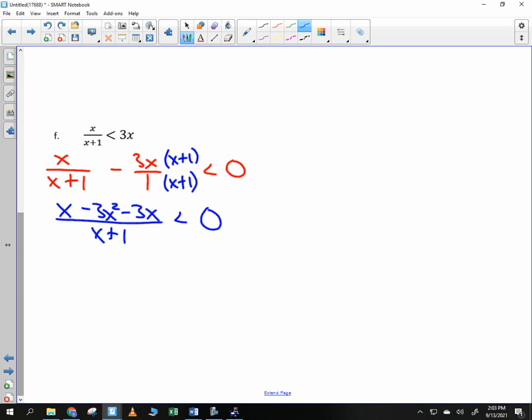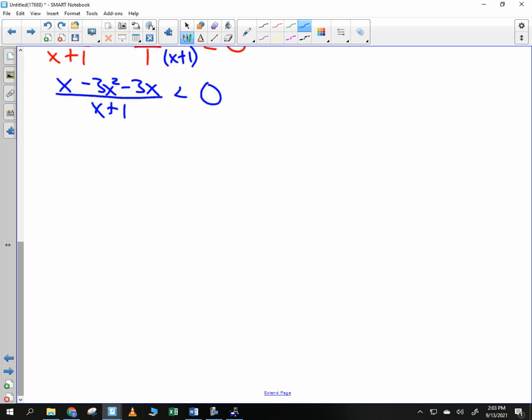Can I simplify anything? Before that? I can combine the x and the negative 3x. So I have negative 3x squared minus 2x over x plus 1 is less than 0.